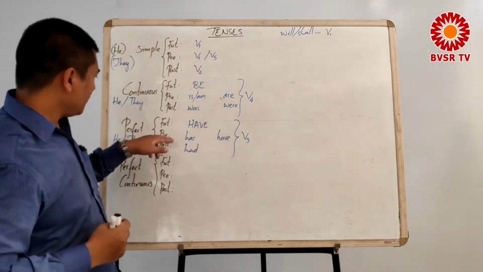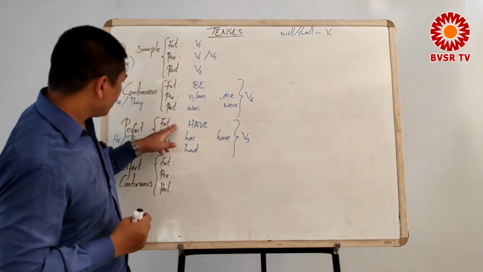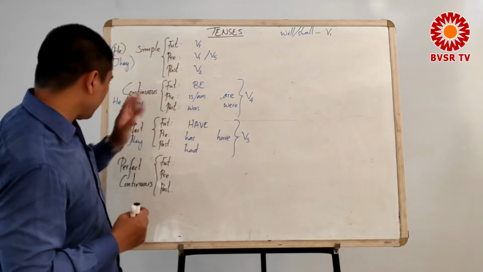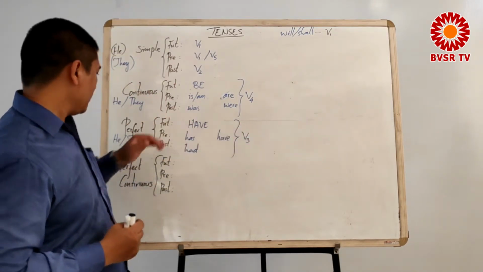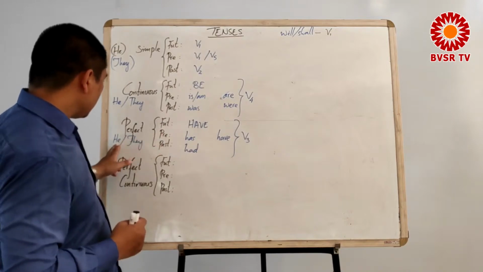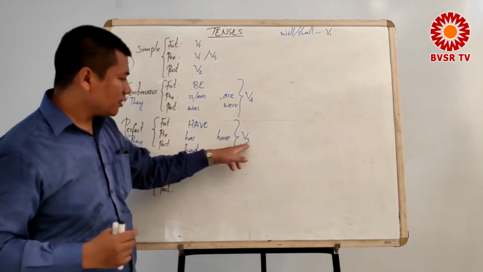He is singular and they is plural, keep in mind. So let's start with he. Future again, will or shall, keep in mind. He will have gone. He will have gone. And in the present, he has gone. In the past, he had gone.